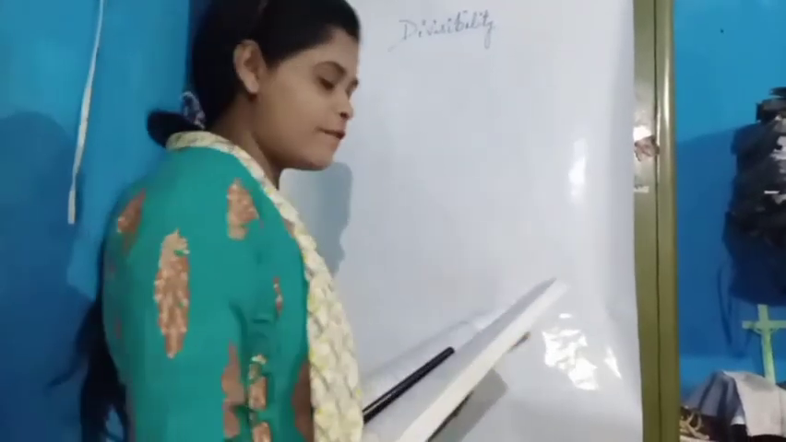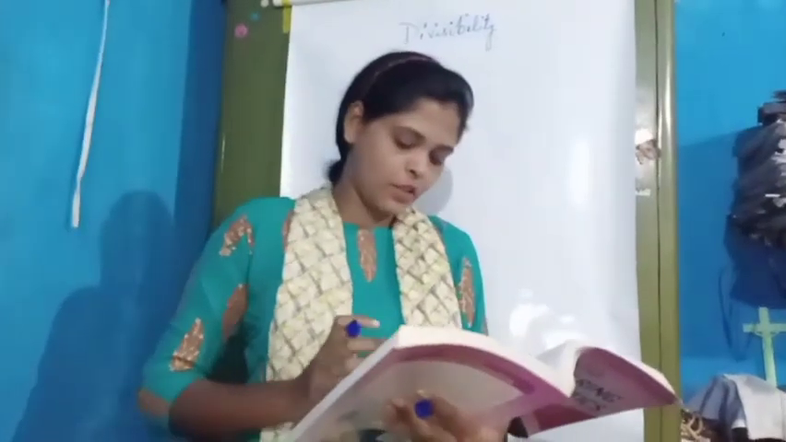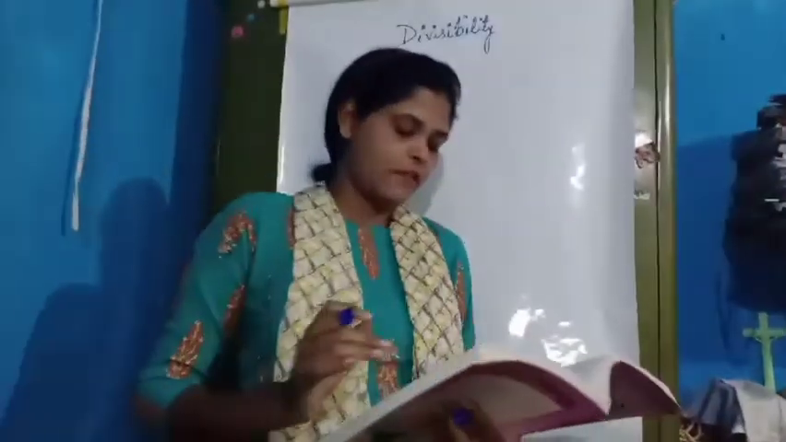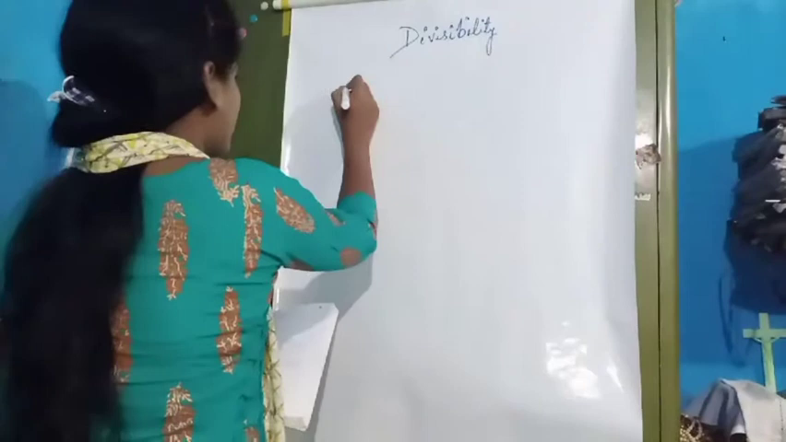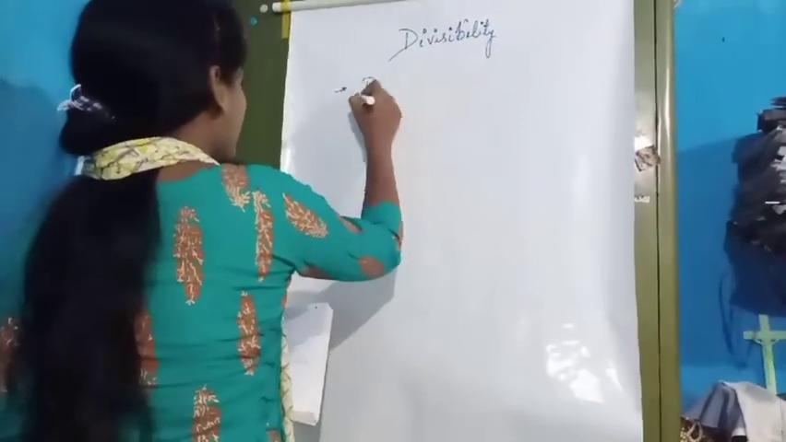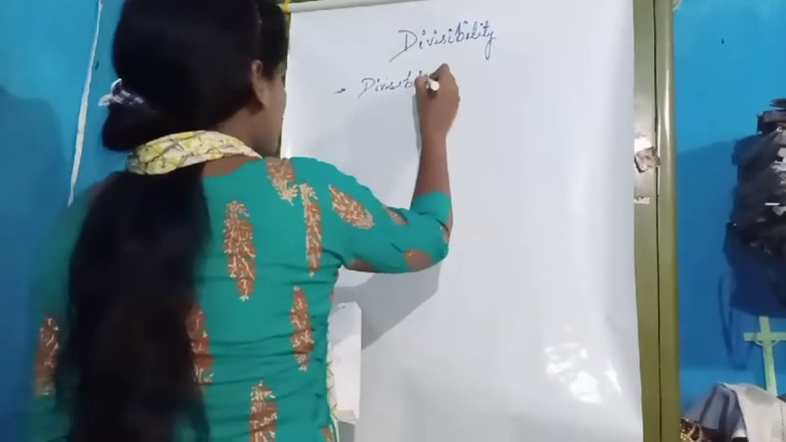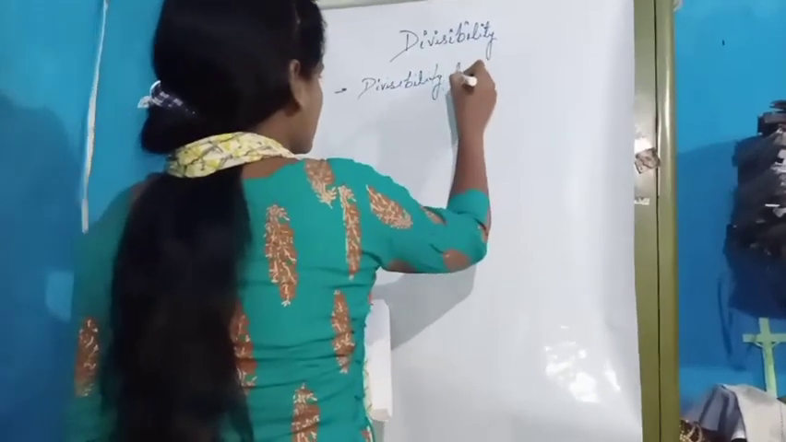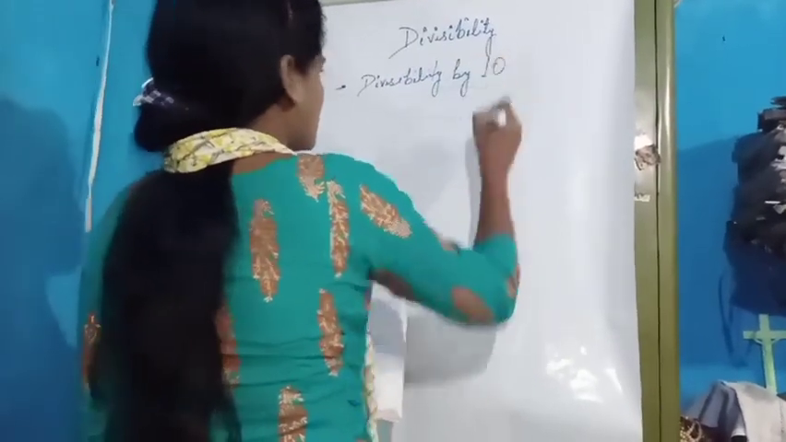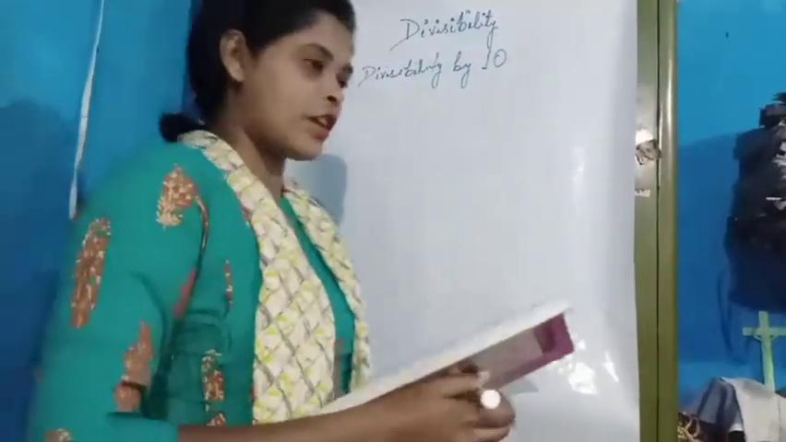Divisibility of different numbers. So one by one we are going to learn. First of all, we are going to see divisibility by 10. So you tell me, which number is going to be divisible by 10?